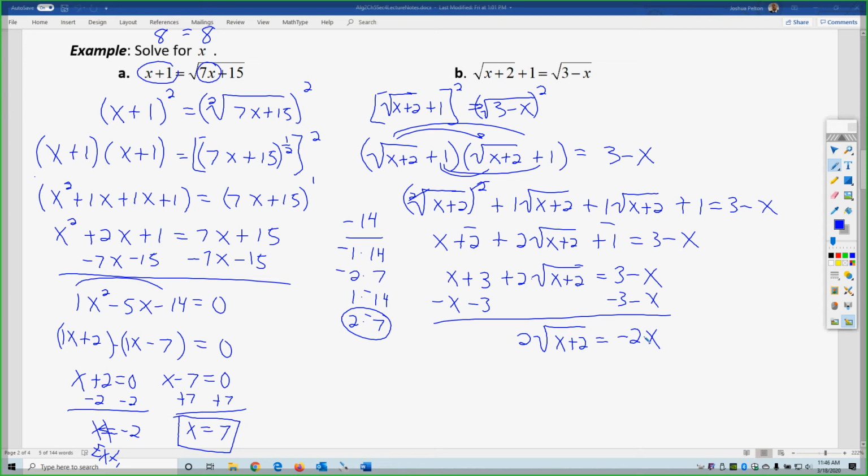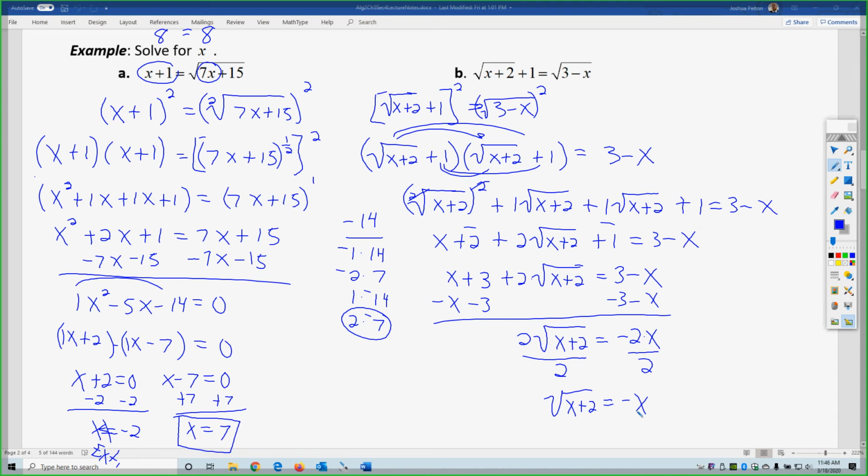So as you can see in problem A, there's only one radical. So squaring once got rid of one radical. So in B, there are two radicals, which means you have to square twice. But before we do that, let's divide by the 2. So we get root x plus 2 equals negative x, or negative 1x. So now we can square for a second time.